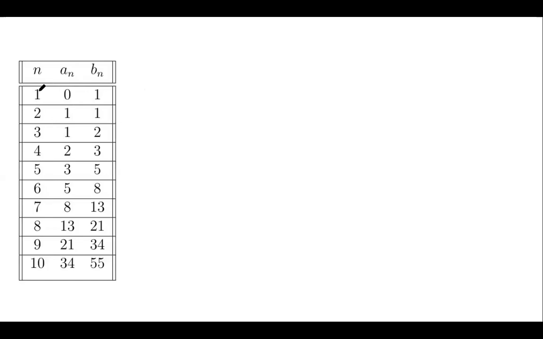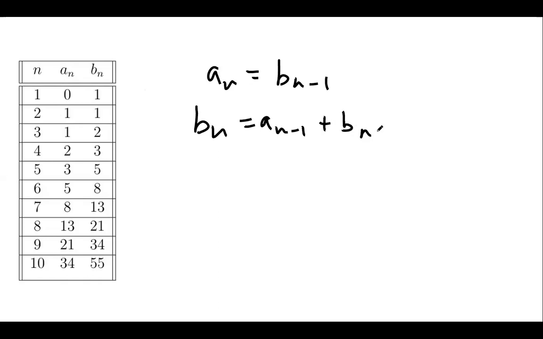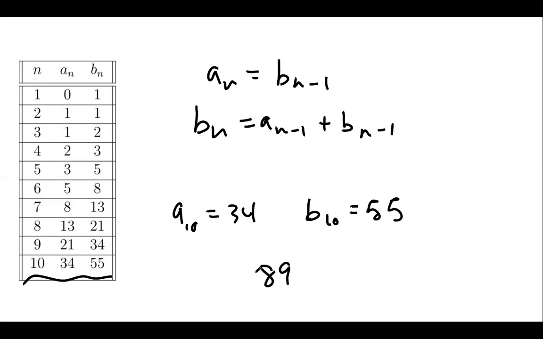So it goes through all the n from 1 to 10. And at every step, we can compute the new a_n, which remember is the previous b term, and a new b_n, which is the previous a term plus the previous b term. And if we do that, then we get a_10 equals 34 and b_10 equals 55. And that means that the total number is equal to the sum of these, 89. So there are 89 10-digit positive numbers that do not contain consecutive zeros.